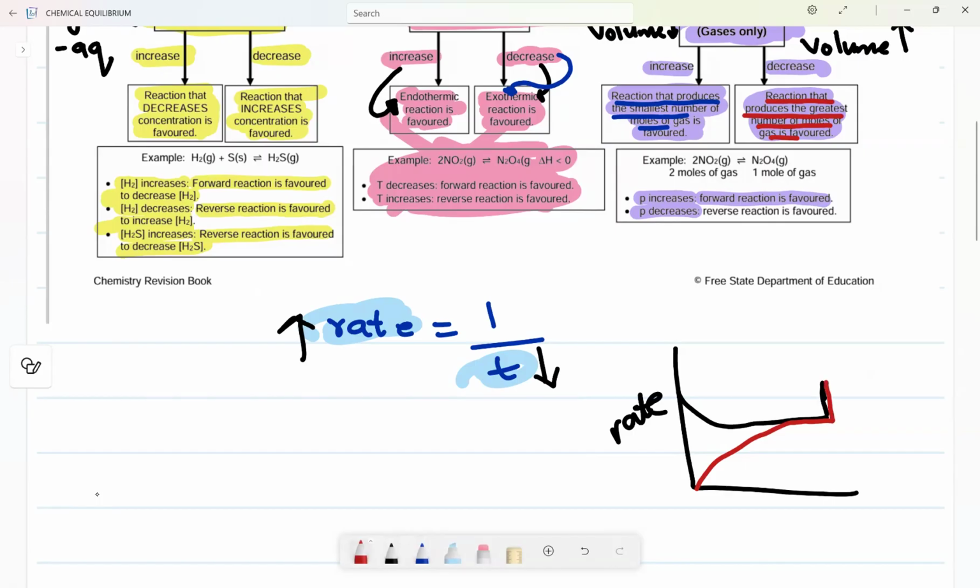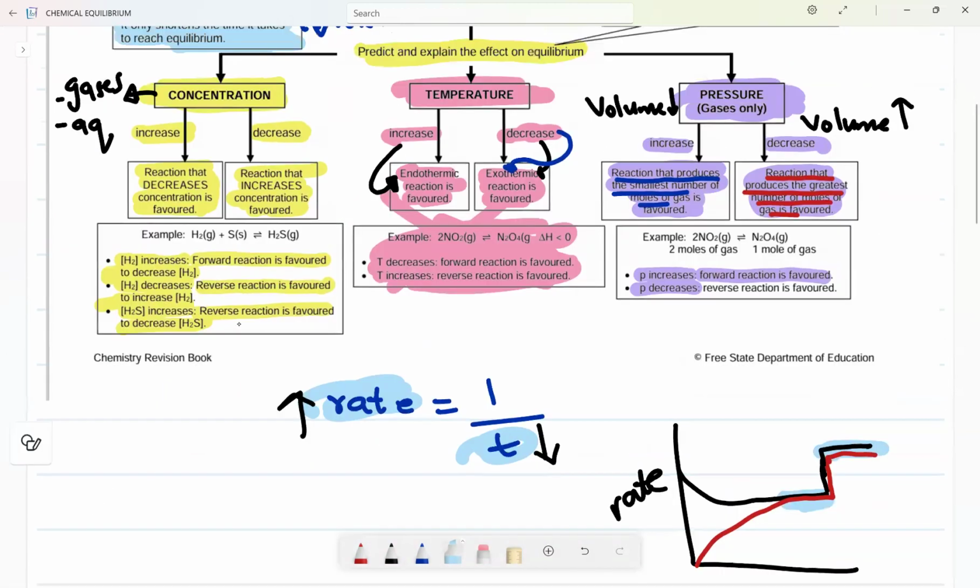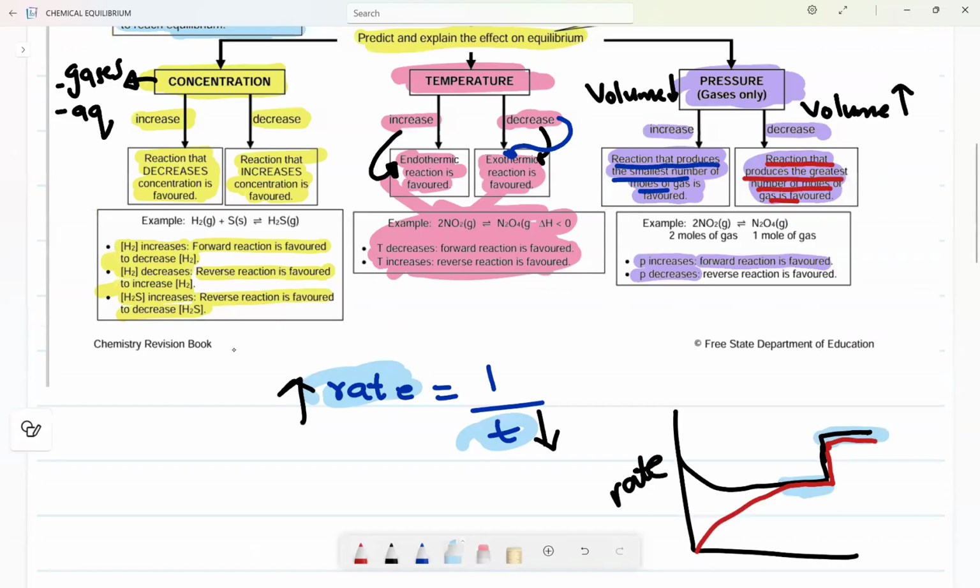Can you see it is equal? And then they will reach equilibrium again at a higher rate. Can you see initially the rate was here, but now they added a catalyst? Can you see where our rate is now? So that's all for chemical equilibrium, my people.